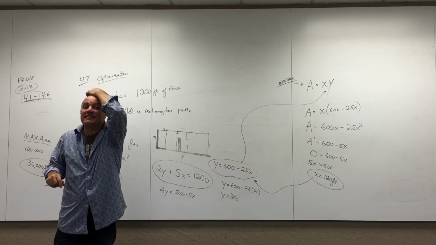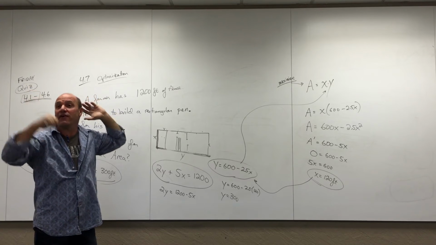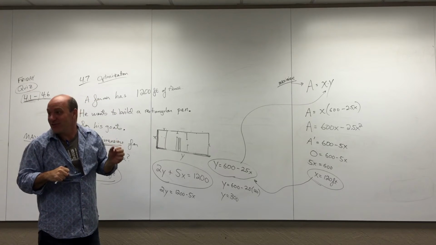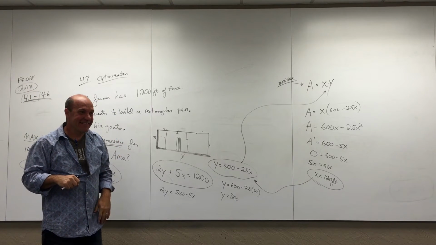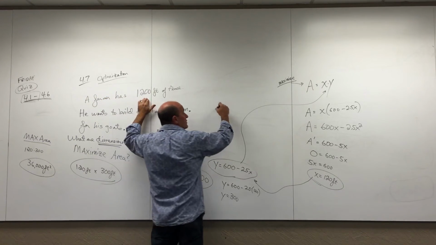Hey, what if it didn't have to be a rectangle or a square? What would be the best shape for the most area? A circle. Yeah, a circle. If he really wants the most area out of his 1,200 feet of fence, he should build a circle.